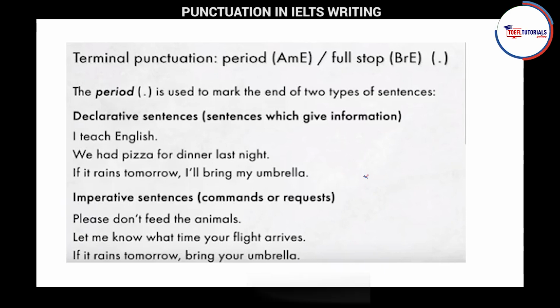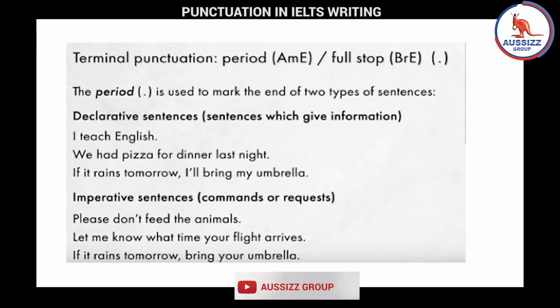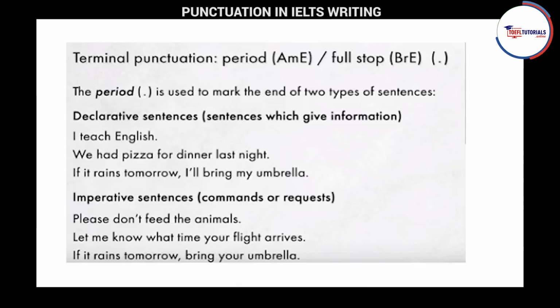The second part is the imperative sentence. That is commands or requests. So please don't feed the animals. Let me know what time your flight arrives. If it rains tomorrow, bring your umbrella. Imperative means sentences which give you a sense of order and command. Please, or let me know, or if it rains, bring your umbrella. It's a kind of suggestion. So please make sure that the period can be used in two forms, declarative and imperative.